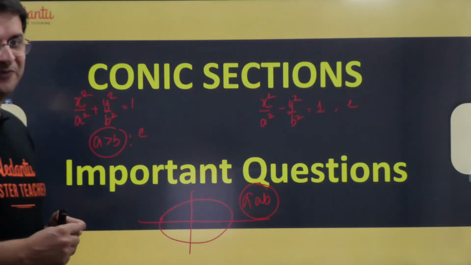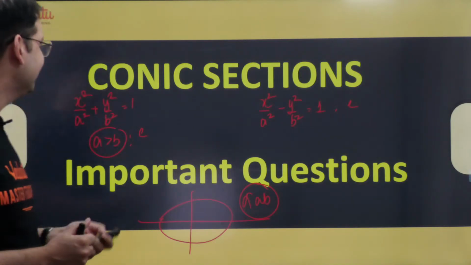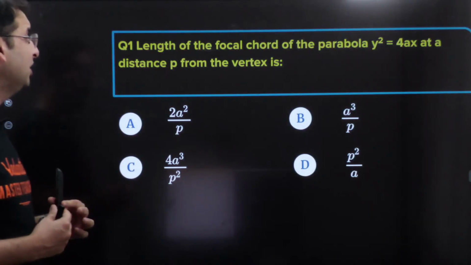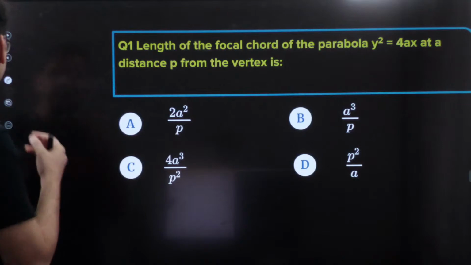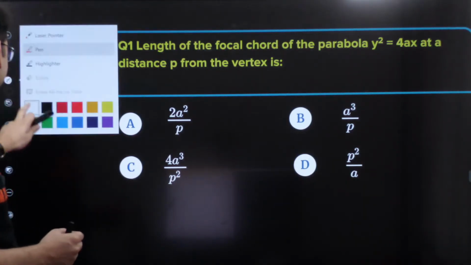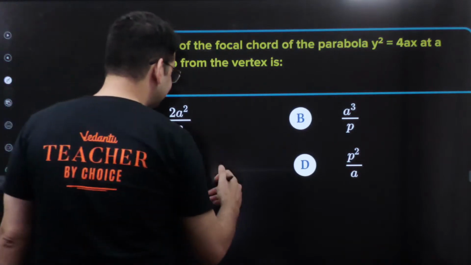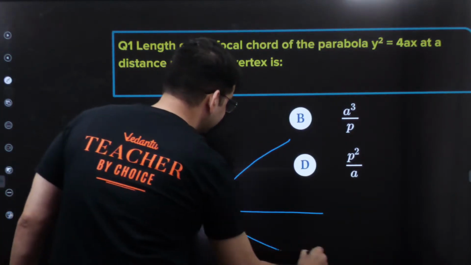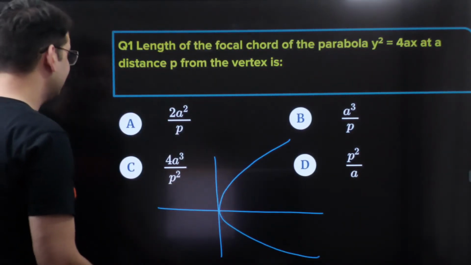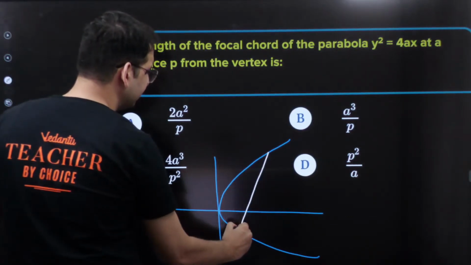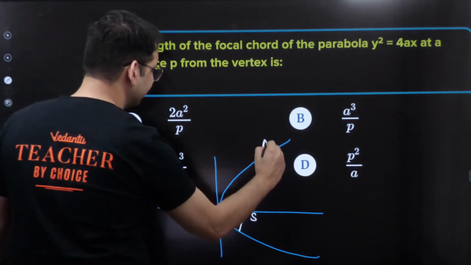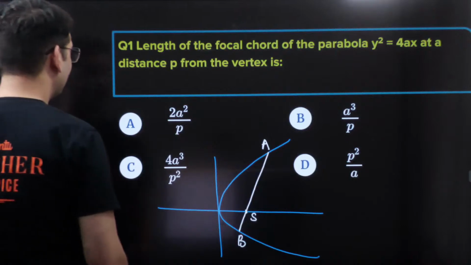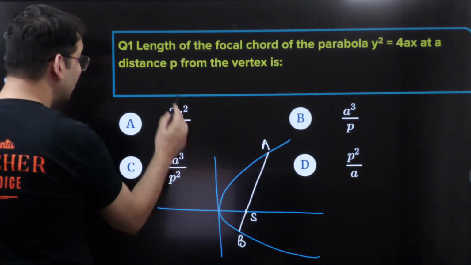All right. So the first question coming up on your screen is this. Length of the focal chord of the parabola y square is equal to 4x at a distance p from the vertex. Let me explain the question first. There's a parabola, y square is equal to 4x. This is a focal chord which passes through the focus, let's say AB. The distance of the focal chord from the vertex is P.